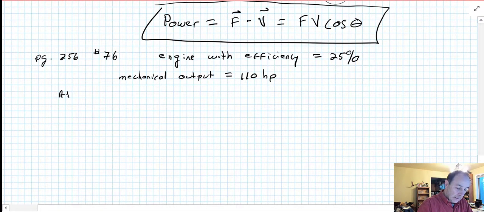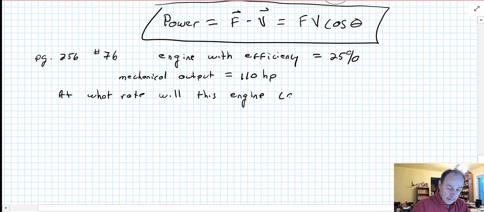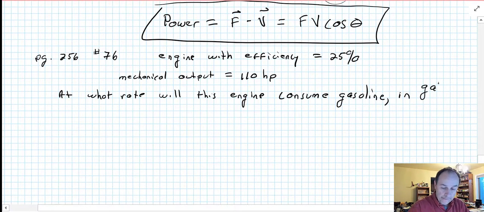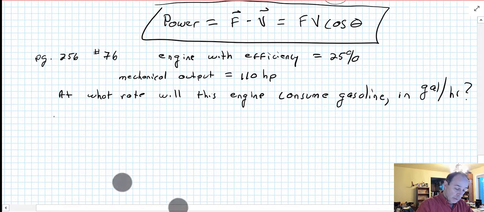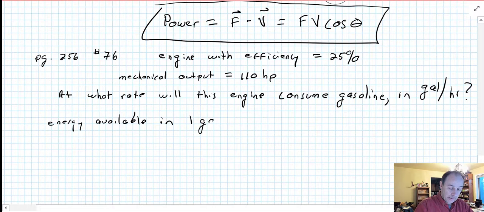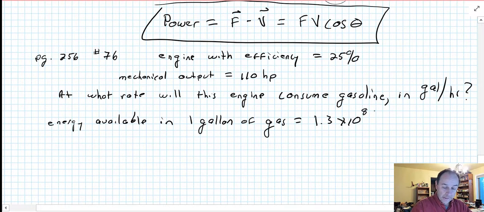That's what it generates to actually move the car. What we're asked to find is at what rate will this engine consume gas in gallons per hour. There are a few ways to approach this problem. The first thing is to recognize that you have to look something up. You have to look up how much energy is available in gas. So the energy available in 1 gallon of gasoline is 1.3 times 10 to the 8th joules.